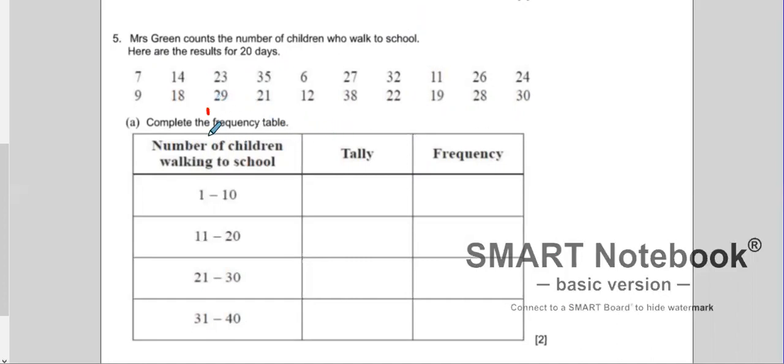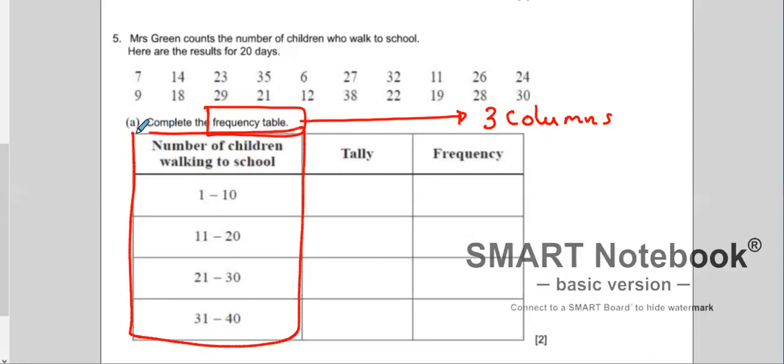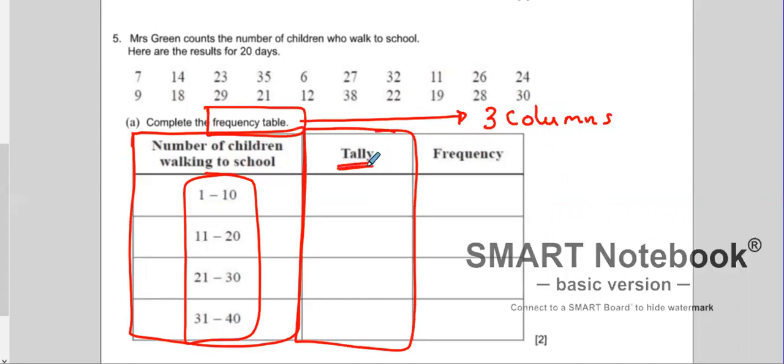Complete the frequency table. Now, as you all know, a frequency table is a table which contains 3 columns. The first column stands for the data itself. It can be given in the form of intervals like this, or as listed data, or as raw data. Raw data means data which is not given in the form of intervals. It's just listed data. The second column will show the tally, I'll be showing you what tally means. And the last column stands for the frequency, the number of times a number appears in a list. Okay, I hope that is clear.